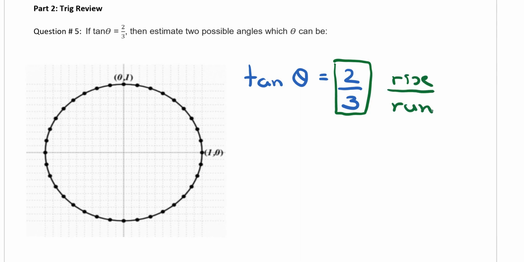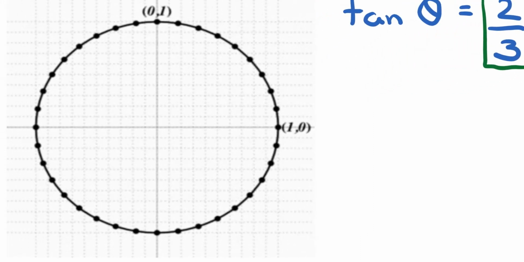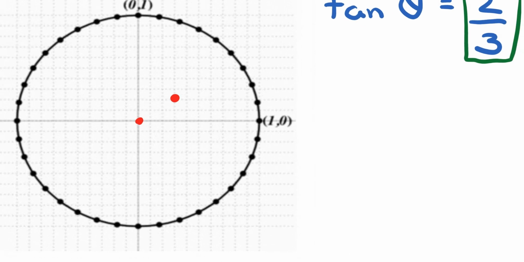Okay, in order to find our angles here, we just need to draw a line that has a slope of 2/3 from the origin. Okay, so here's the center of my circle, and from that center we need to create a line that has a slope of 2/3. So we go up 2 and we go right 3. All right, so that's my first point there. So that has a rise of 2 and a run of 3, and then we just continue this pattern, right? So we go up 2 and over 3.